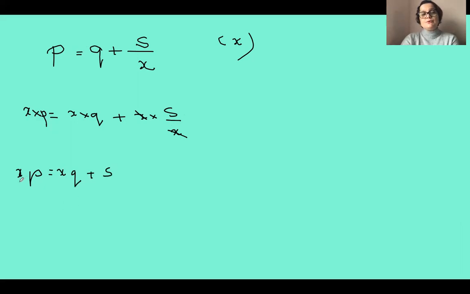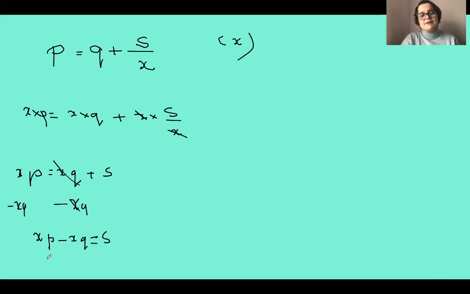Now I have x, the subject, appearing on both sides. What am I going to do? I like to have the x on the left-hand side, which means I have to get rid of the whole term with the x here. So I'm going to remove the term by doing minus xq on both sides. Cancel them out. So I have xp minus xq equals s.